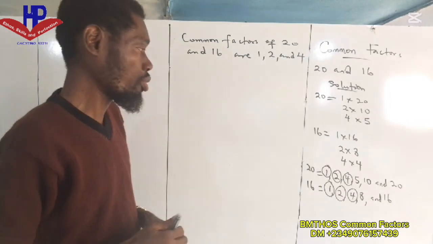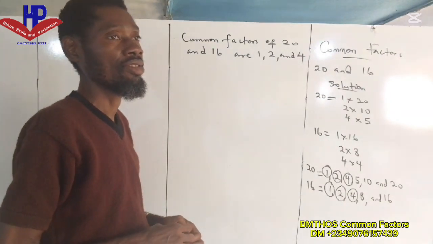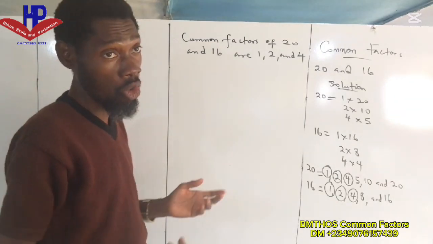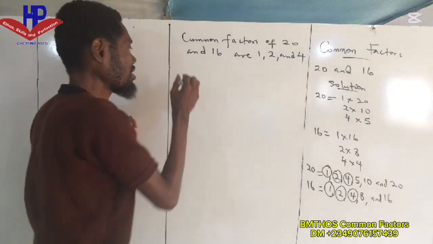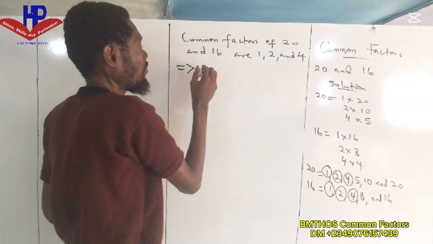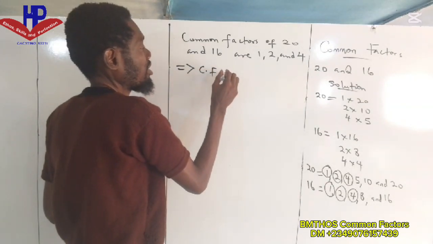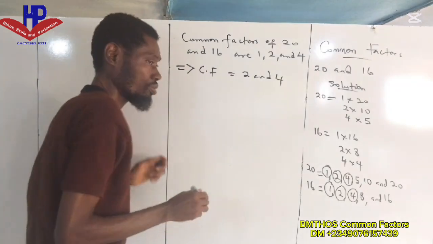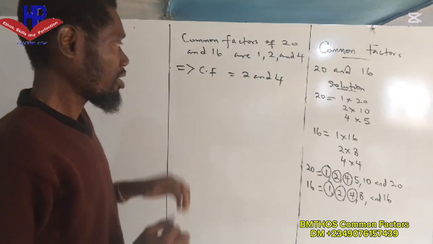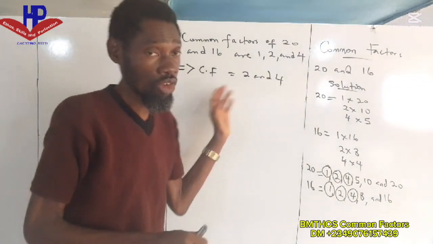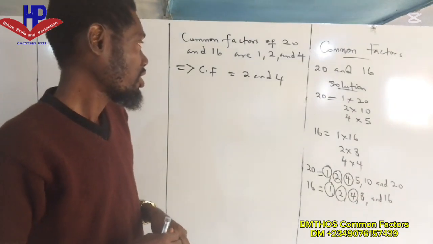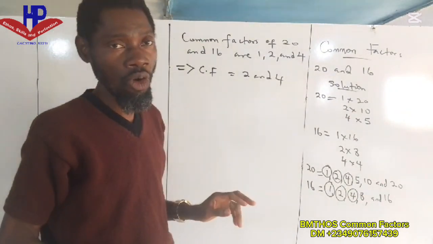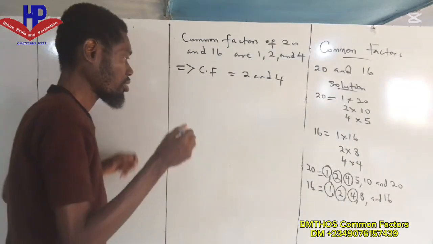But remember I told you that 1 is a general factor in all. So I'll just write the common factors of 20 and 16 are 2 and 4. Those two numbers are the common factors of 20 and 16. Let's try another example.